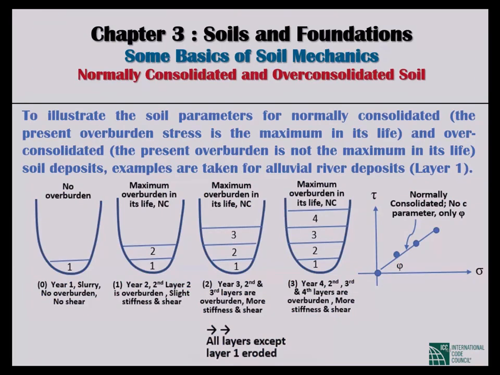I will give a very small example because it will help you understand the soil strength parameters. For example, you have a river bed deposition. In the first year, you have a soil deposit over there, it is layer one. At that time, it was just slurry. If it is slurry, no weight is over there, no effective load, because no soil is above it. So no effective stress, no normal stress, the shear stress is zero. If we draw this condition in the sigma tau plane, sigma is equal to zero, tau is also zero.